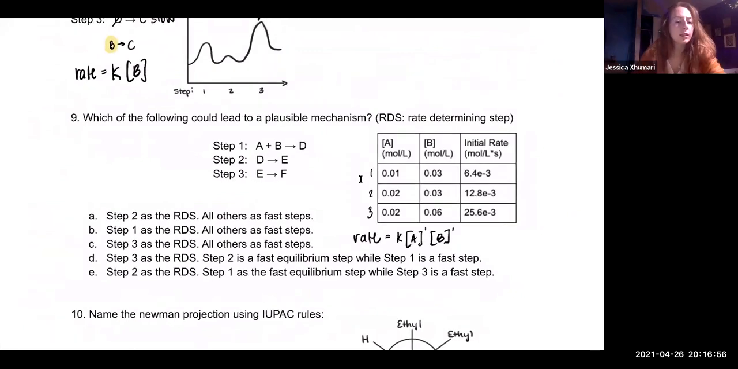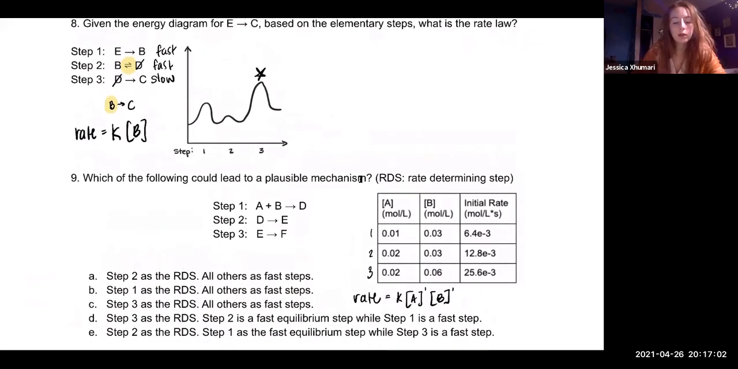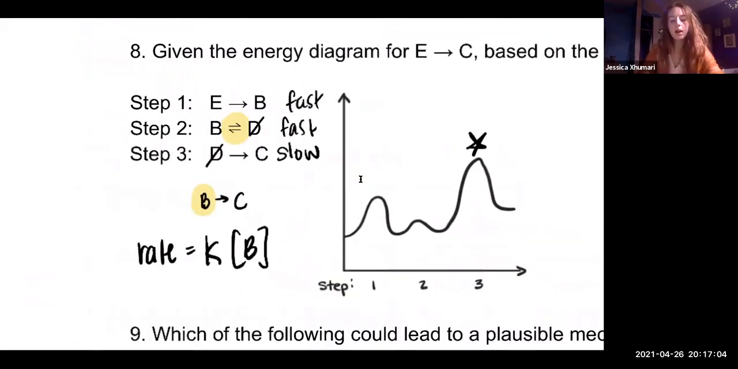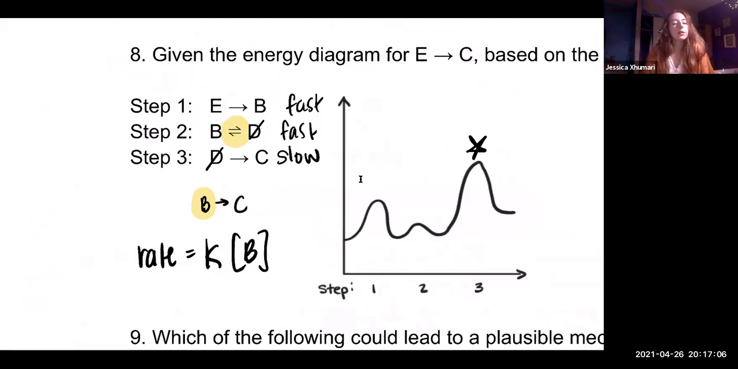Okay, and Megan is asking, does it not matter that B is also an intermediate? It does not matter, right? We can only cross off intermediates like we did there if there's fast equilibrium. Yeah.